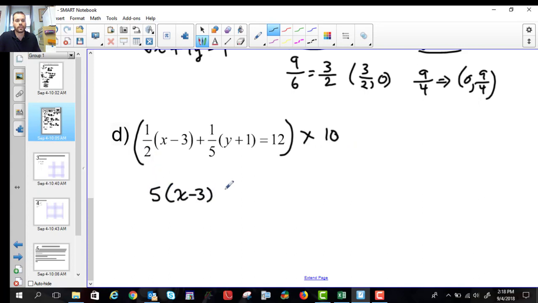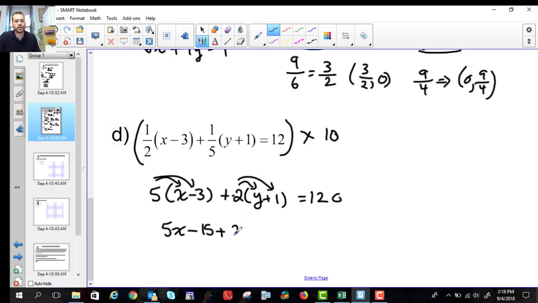We haven't done anything with them. And then 10 divided by 5 is 2. So we're going to have 2 onto y plus 1. And that equals 12 times 10, and that's 120. So we get 5x minus 15. We multiply the 5 by x and the 5 by 3. And then we're going to have 2y and 2. So we're going to go plus 2y plus 2, and that is equal to 120.